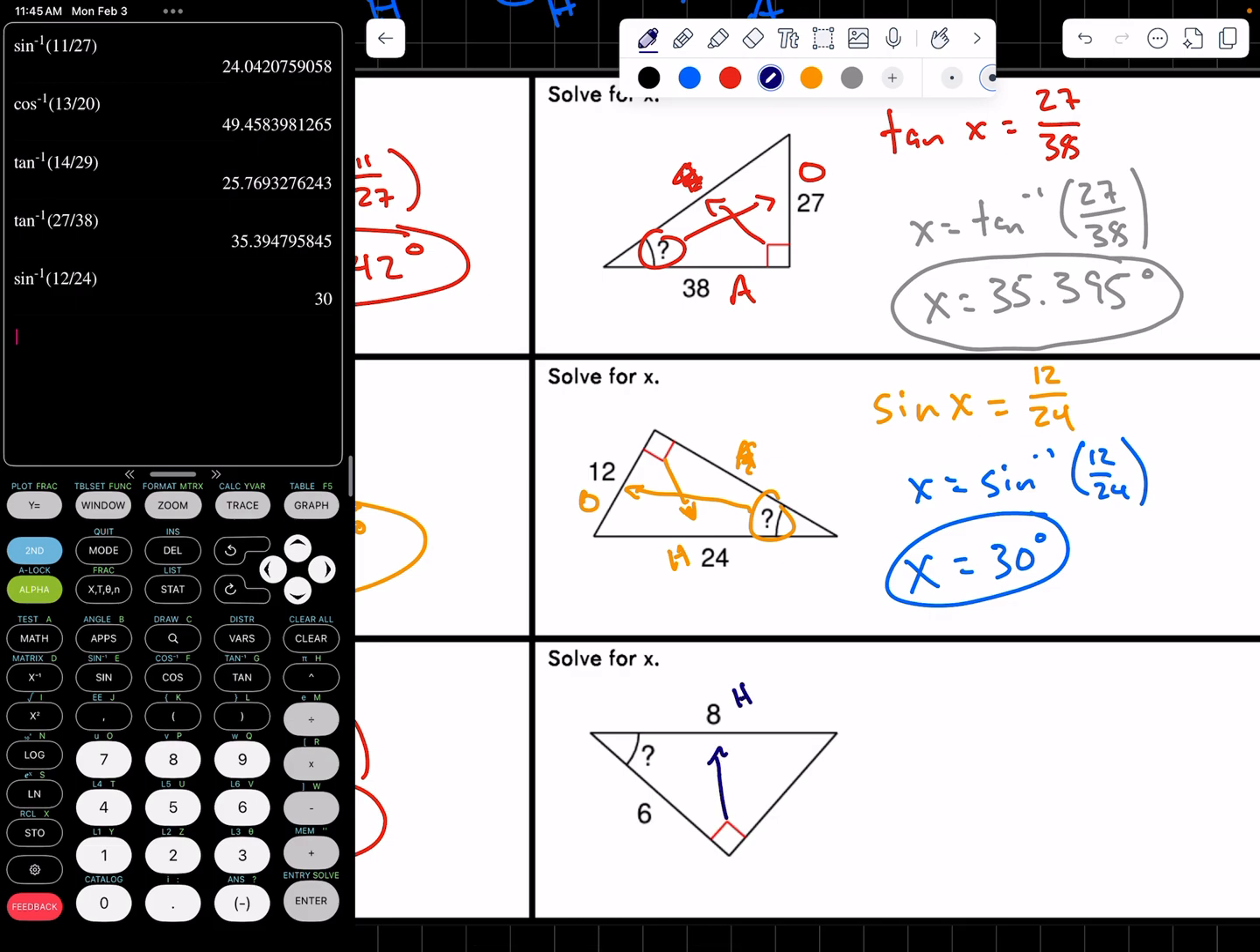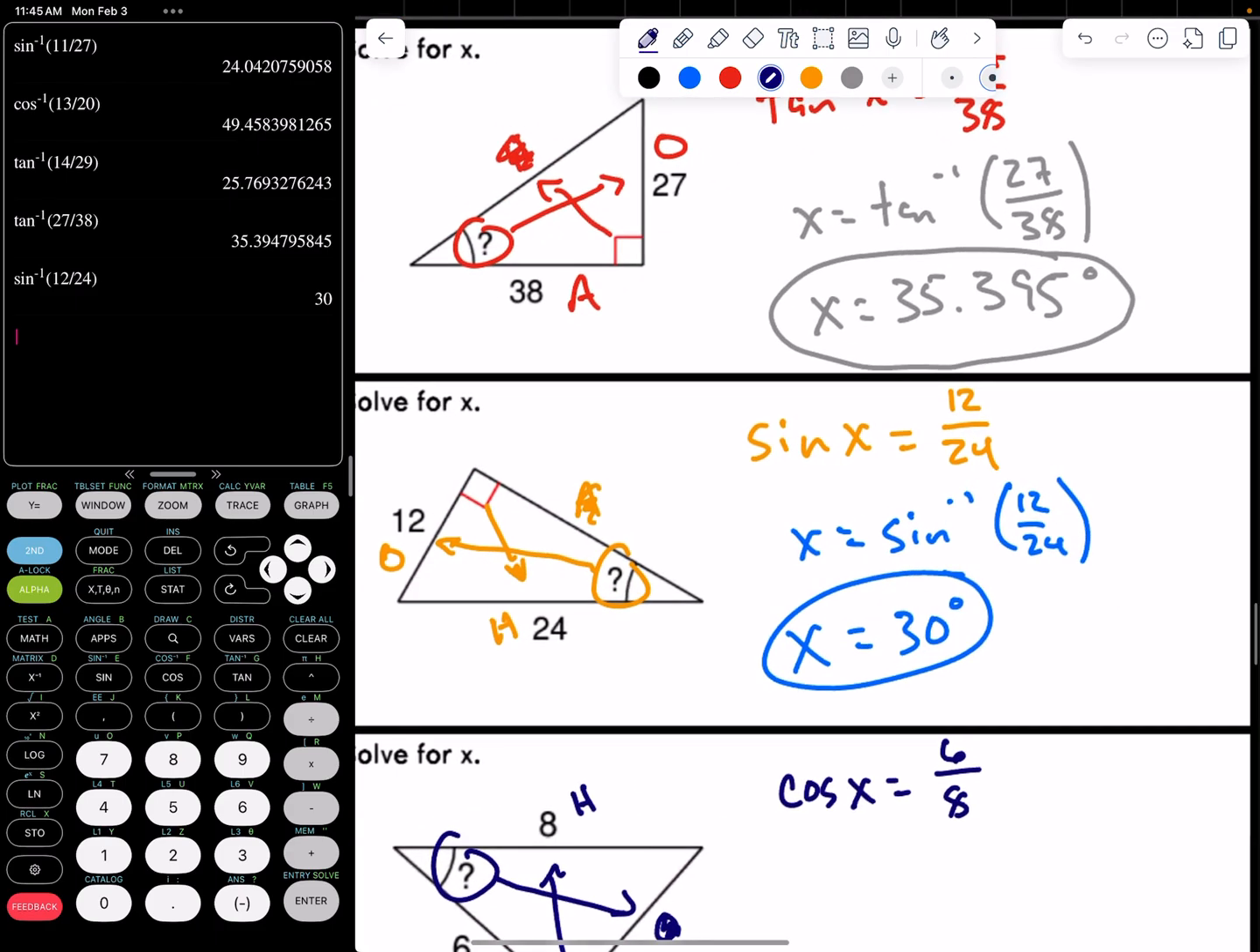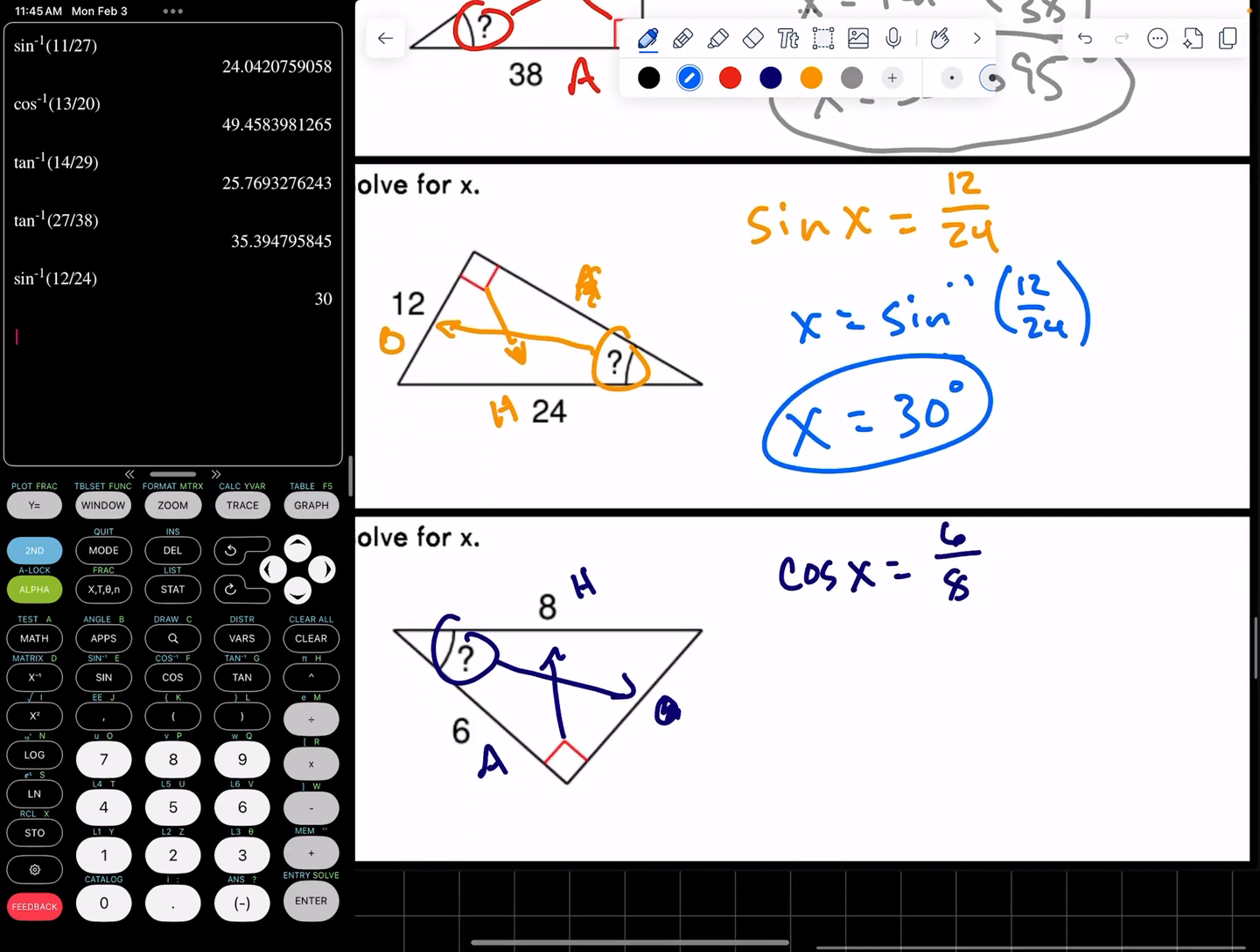We've got our hypotenuse. No opposite, but we do have an adjacent, so we're going to be dealing with cosine of x equals adjacent 6 over hypotenuse 8, okay, which gives us x equals cosine inverse of 6 over 8.